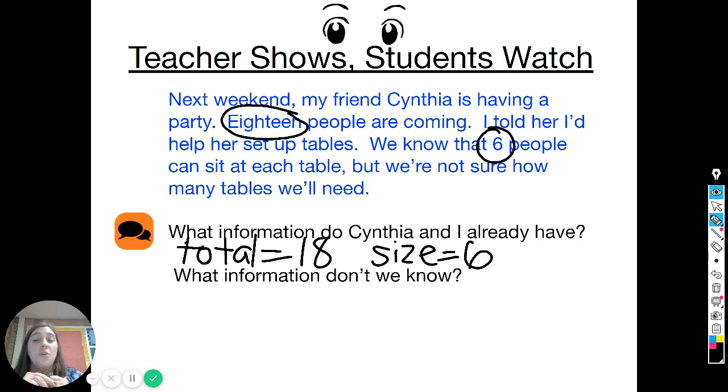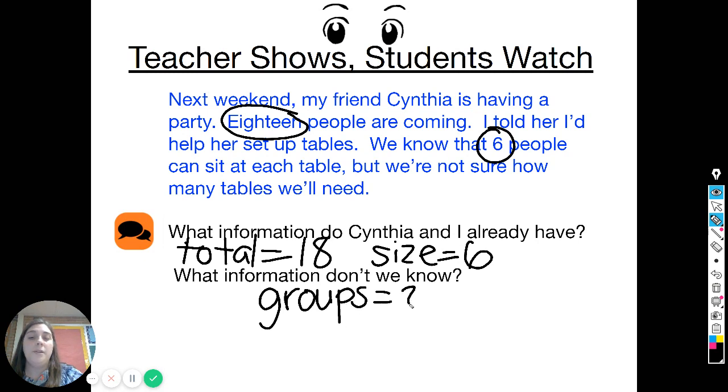What information don't we know? Well, we don't know how many tables we need. So if we don't know how many tables, we don't know how many groups we will have. So we know our total number of people is 18. We can put 6 people at each table, but we don't know how many tables we have altogether.